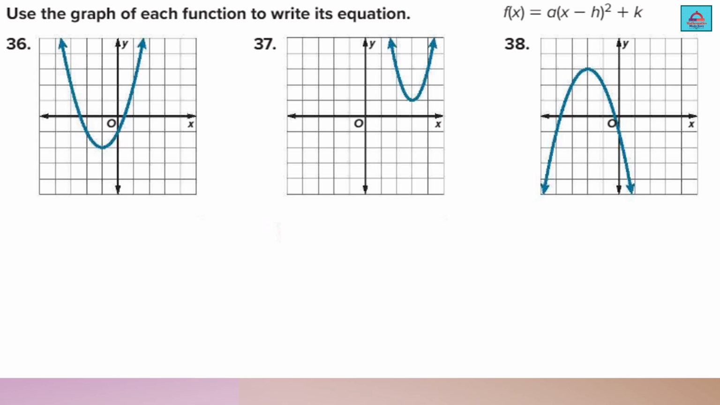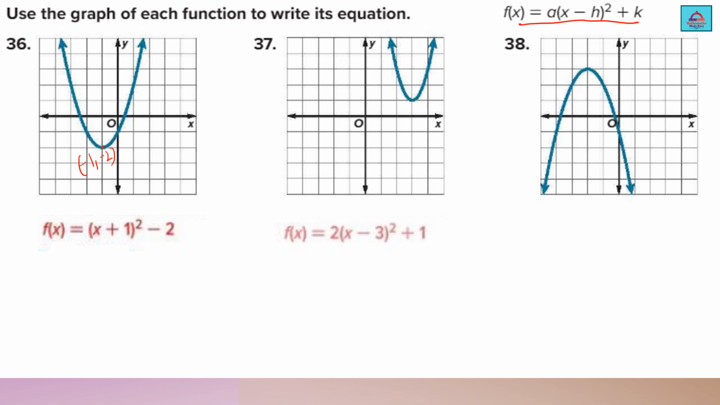So for solving such kind of questions, we are going to use the equation given here. In this equation, a will determine the shape, h and k are the horizontal and vertical translation. So let's look at the vertex here. What is the coordinate of the vertex? Here it is -1 and -2. So both h and k are negative. So can we say the equation will be substituted with h = -1, k = -2? So this is the equation.